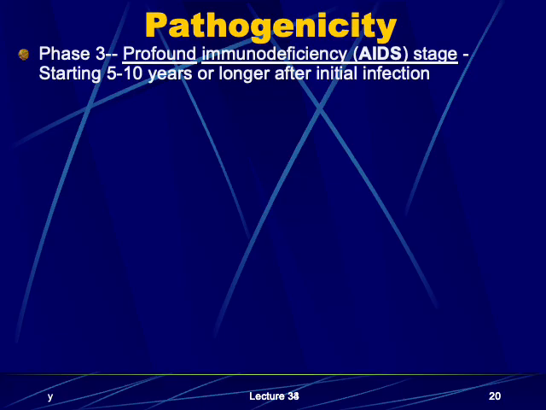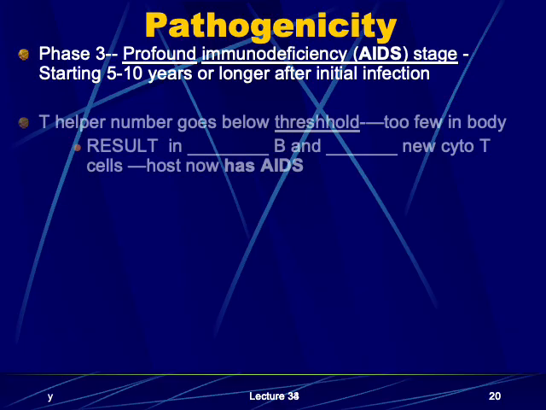So here's phase 3, the profound immunodeficiency or the AIDS stage. This is probably after that chronic latency, which went many, many years. So this might be 5, 10, maybe even longer, 15, 20, depending on the person, what type of medical attention they're getting after the initial infection. The T helper number now goes below that threshold, that asterisk mark.